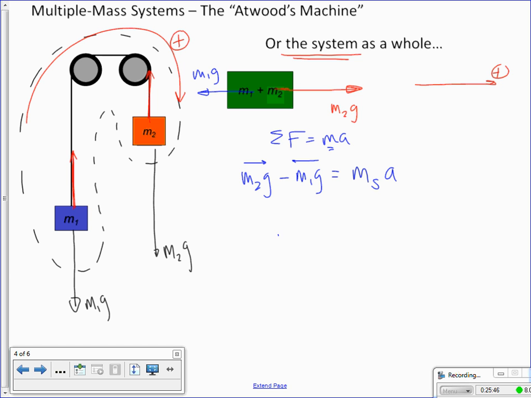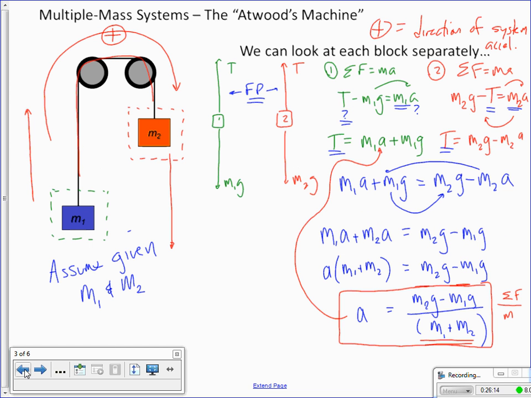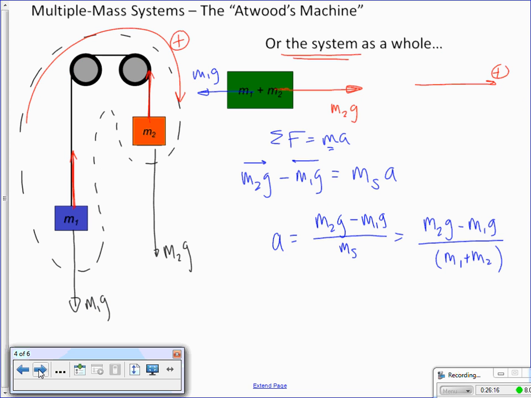And boom, right away, we're at one expression for acceleration. Before, we had to go through two equations, isolate parts that were equal, set those expressions equal, and then do some factoring and all that stuff. This is, boom, M2G minus M1G. The mass of the system, remember, is just the sum of the masses. And we have the same exact expression that we had here, but in a quarter of the work. Way easier.